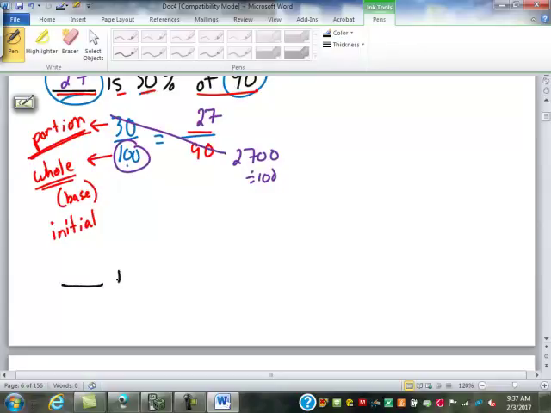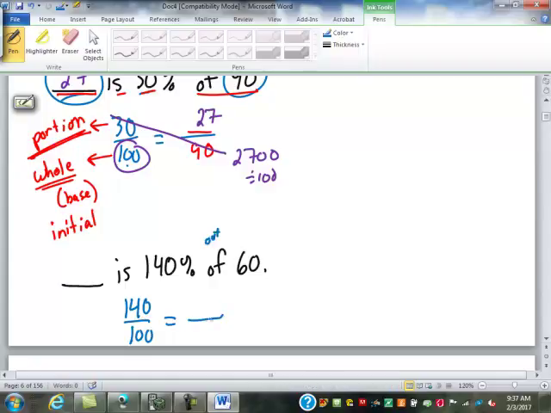We might have blank is 140% of 60. We're going to do the same thing. 140%, it's 140 out of 100. The of 60, we can read that as out of 60, implies the 60 has to go on bottom. And our missing number, of course, corresponds to 140.